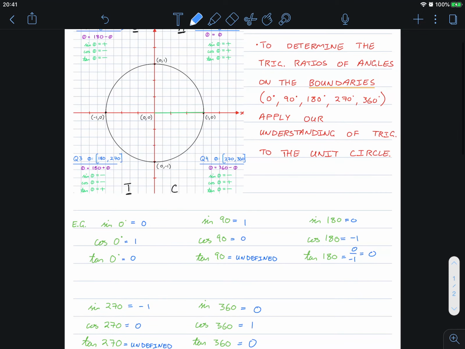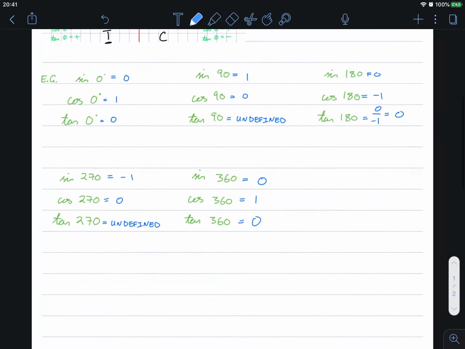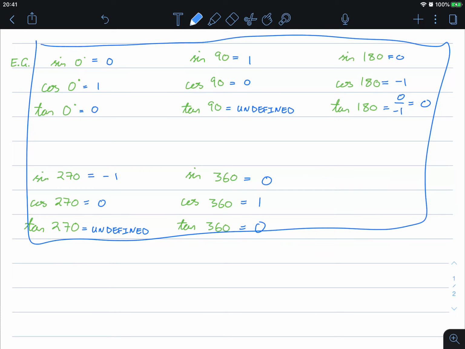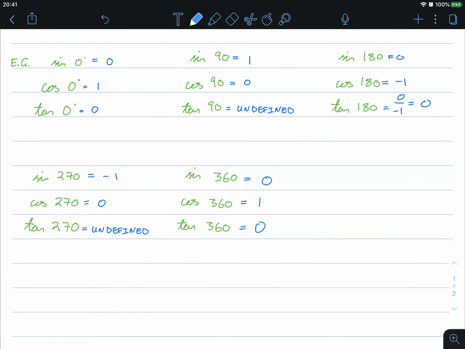So I hope that gave you an insight into the angles of any magnitude, the boundary angles. The main thing that you should be able to either memorize or figure out are the values of these boundary angles that I've demonstrated here.